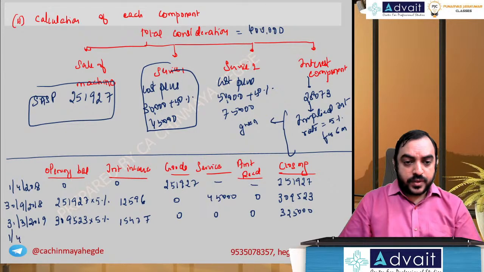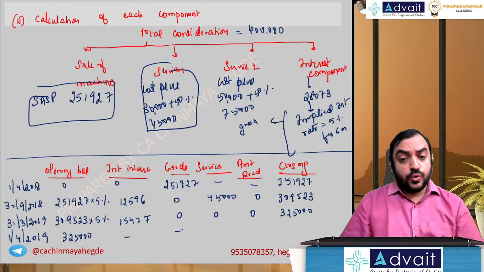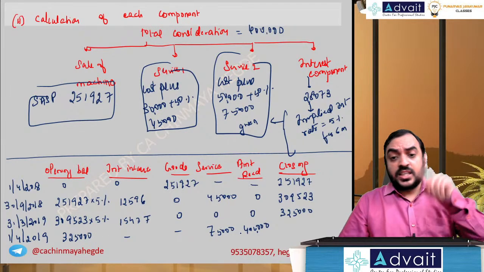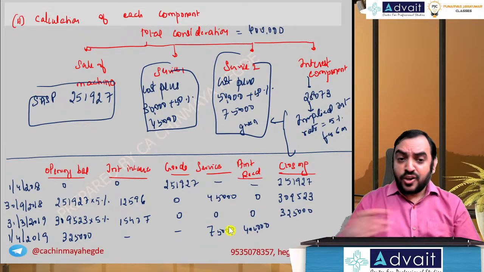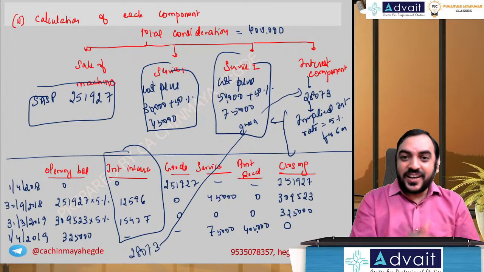And on 1st of April 2019, 3,25,000 is the opening balance, only for one day, so no interest income and no goods. Service received, the second service 75,000, and amount received 4 lakh. So 3,25,000 opening plus service 75,000, total receivable 4 lakh, 4 lakh received, so closing balance 0. And you can verify the total interest income: 12,596 plus 15,477 is 28,073. That's what you see. It should happen like this.